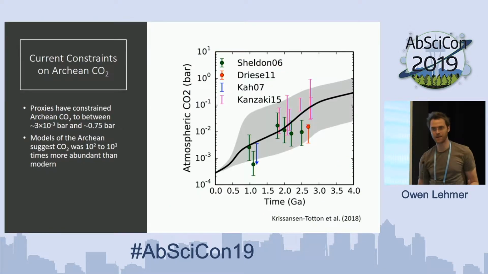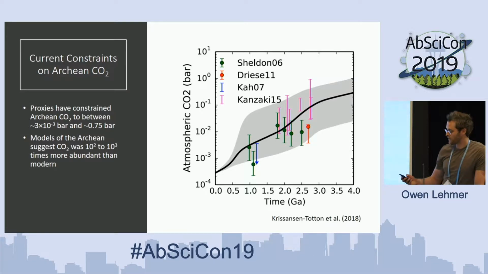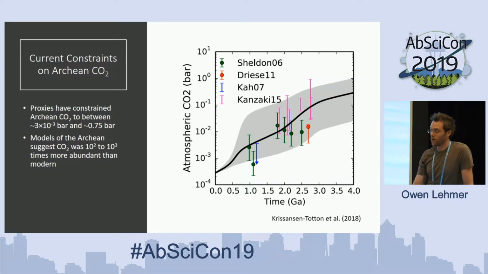And of course, we care about this because this is when the first evidence for life is showing up, so we'd really like to know what these surface conditions were like, and how much CO2 was there can help answer that question. Of course, constraints on CO2 aren't great for the Archaean. If we look at the proxy data, we have on the low end about 10 to the minus 3 bar, and on the upper end, close to 1 bar, as we go back in time. So we have almost 3 orders of magnitude between our upper and lower bounds on CO2.